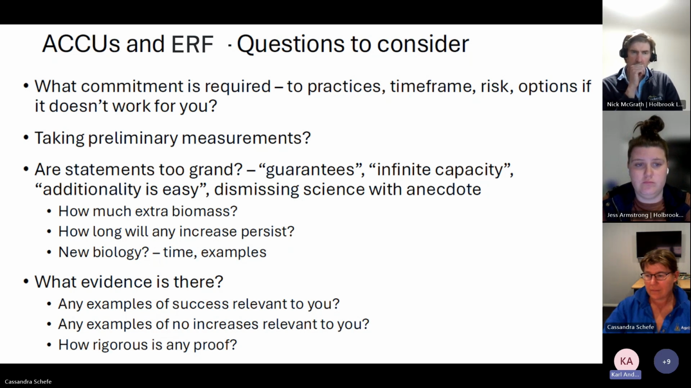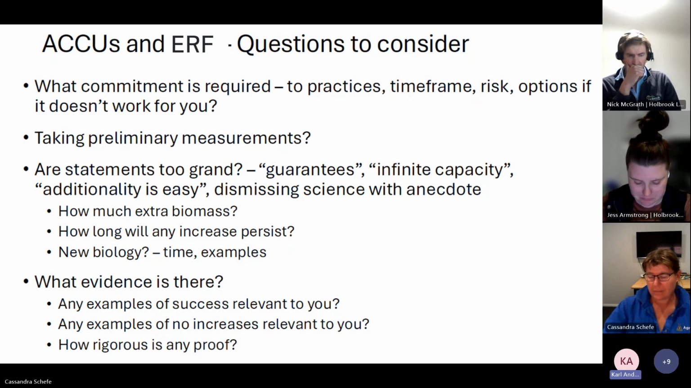And with all the work that we do and see, it's not always one way. So there are examples of where there's increases and decreases, as we've seen. If you're talking to someone, some of the questions you might ask are: are there any examples of success that they've had that's relevant to you and your systems? And importantly, where things may not have increased, and being open about that, and how rigorous is any proof around these activities that you might be getting into.